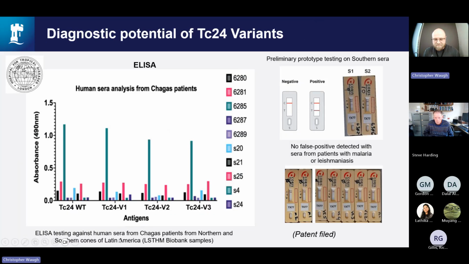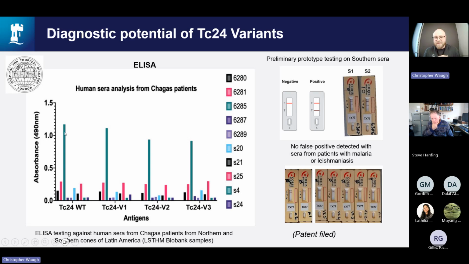Of course, this will be purely academic unless you check that it actually works. So at least 12 historic patient samples were tested against the variants and a wild type to check that they retained their antigenicity, at least via ELISA. These were Chagas patient samples, human sera, and they're different strains in the southern hemisphere and northern hemisphere, but compared to the wild type, they still retained antigenicity in addition to all of these stability improvements.